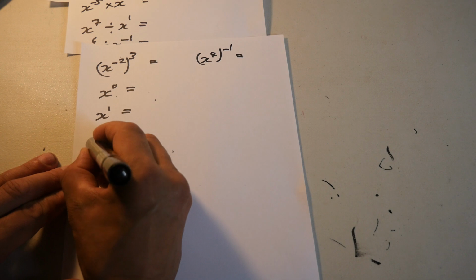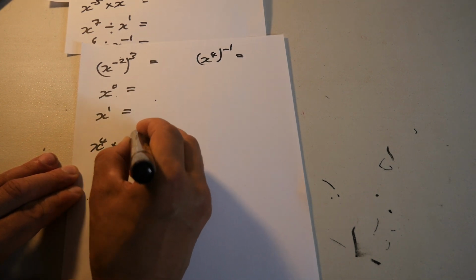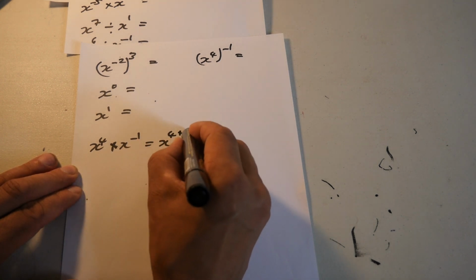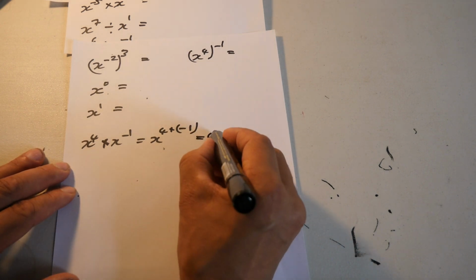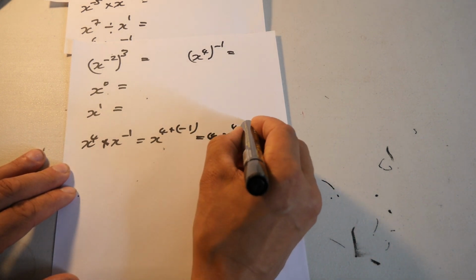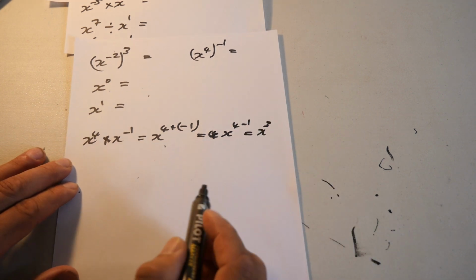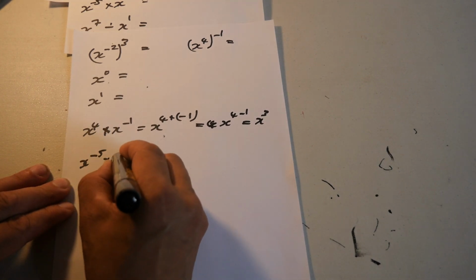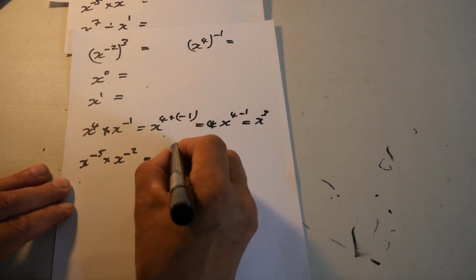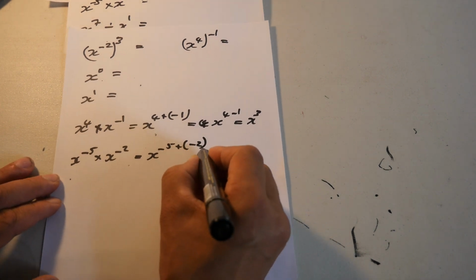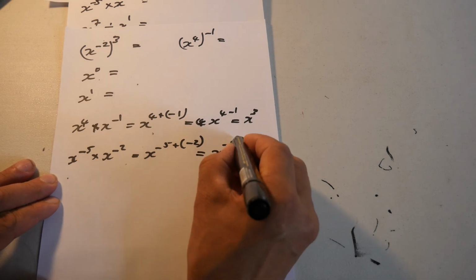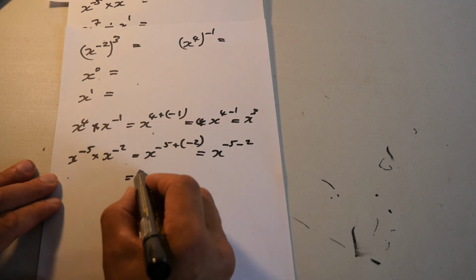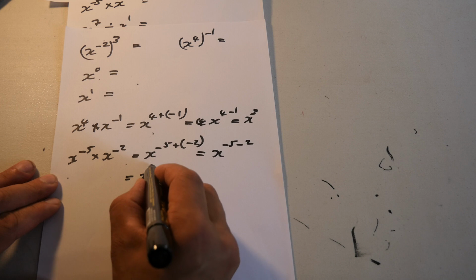So x to the 4 times x to the minus 1 equals x to the 4 plus minus 1, which equals x to the 4 minus 1, which equals x to the 3, okay? X to the minus 5 times x to the minus 2 equals x to the minus 5 plus minus 2. Plus times minus is minus, remember? So it's minus 2, which equals x to the minus 5 minus 2 is minus 7. Okay?